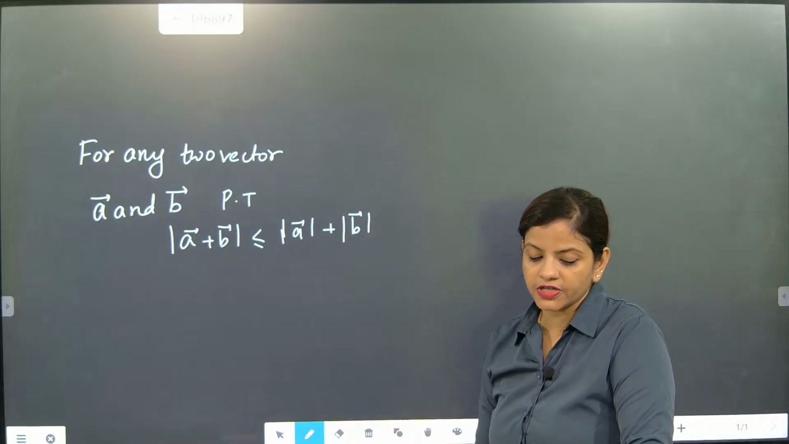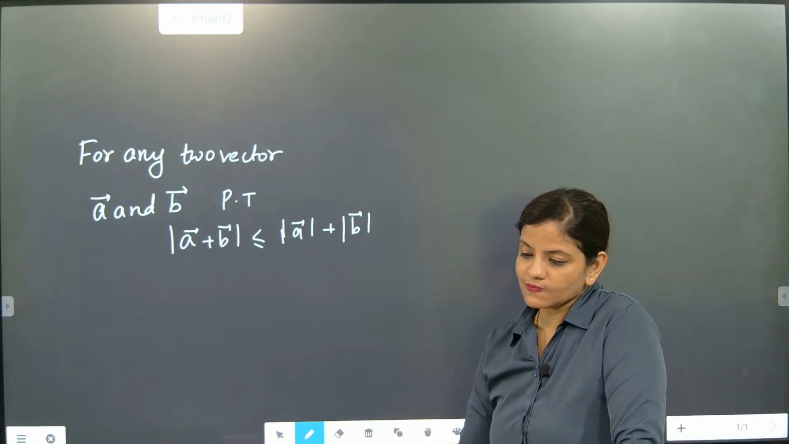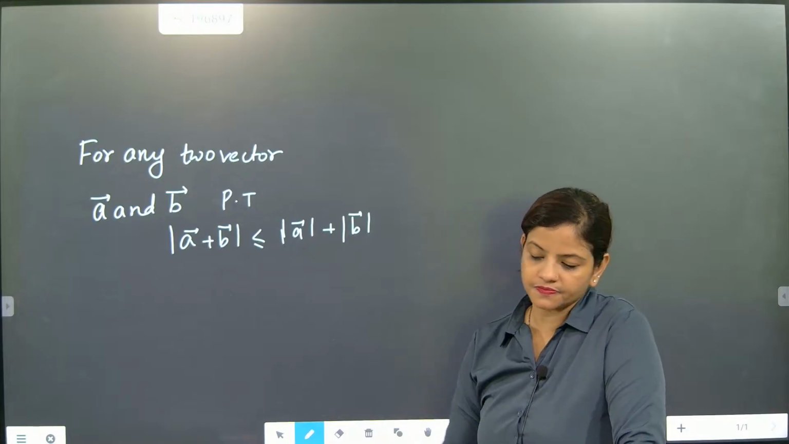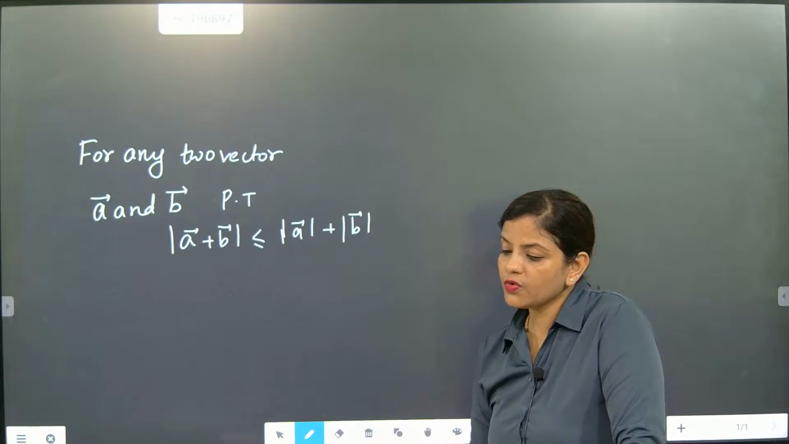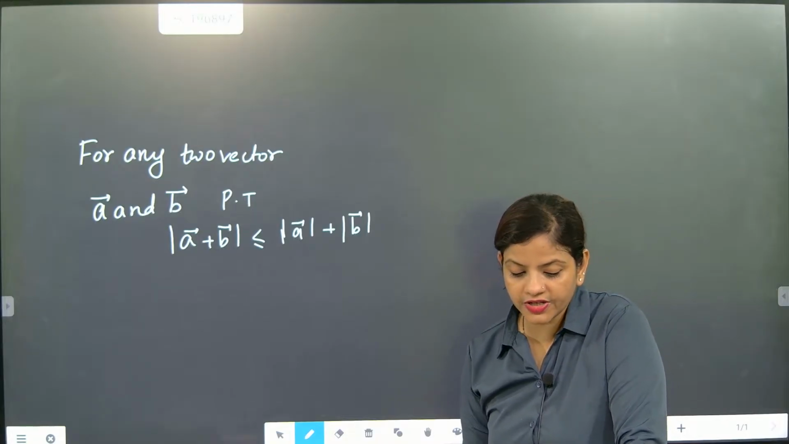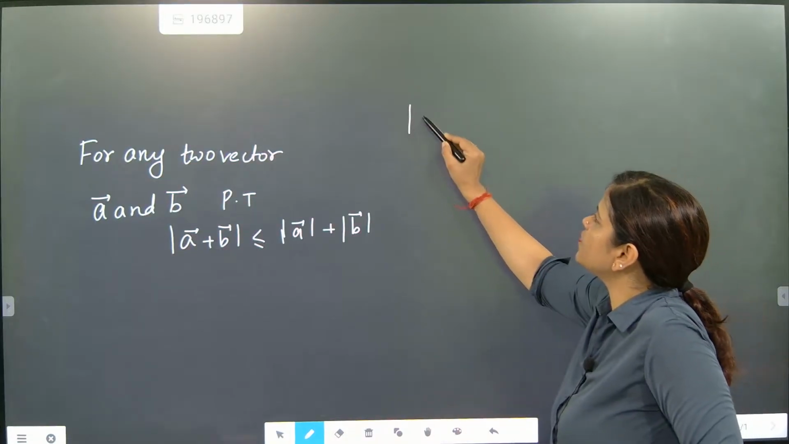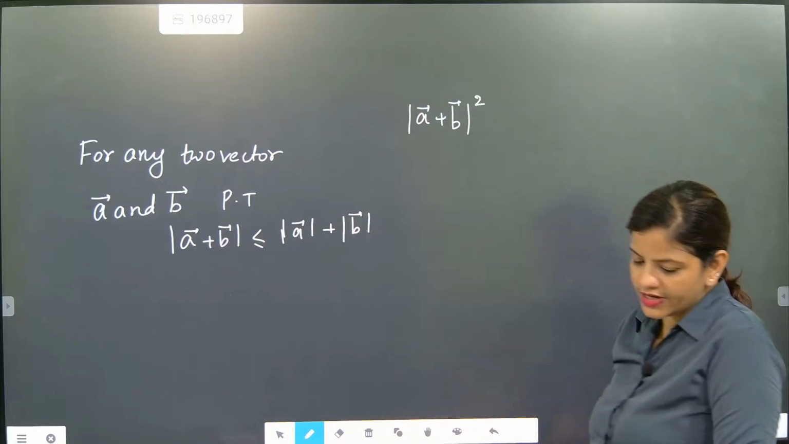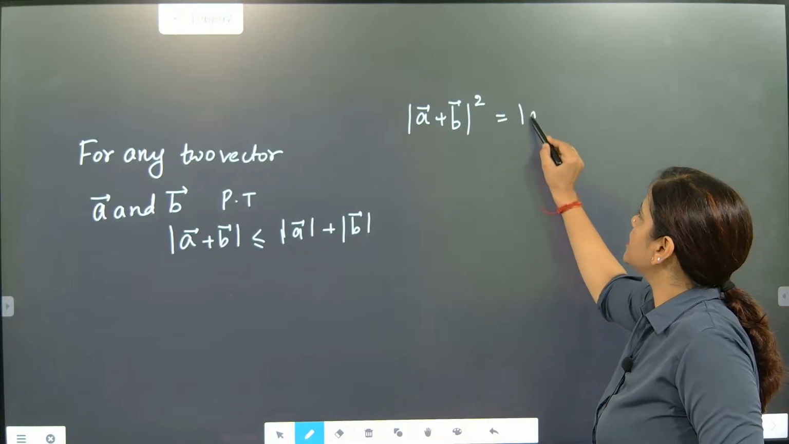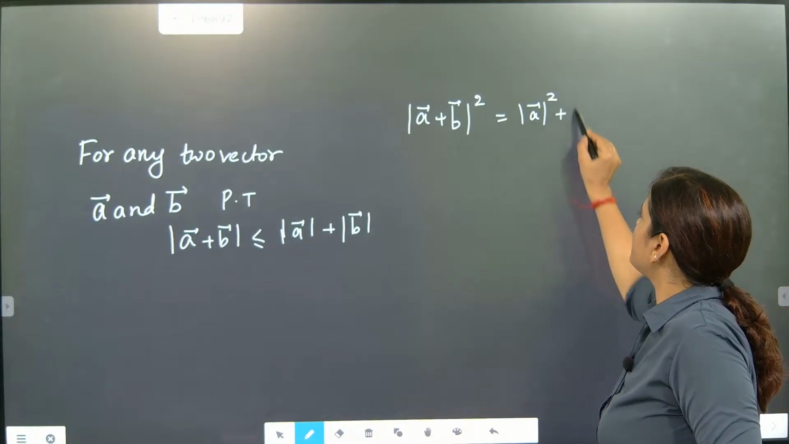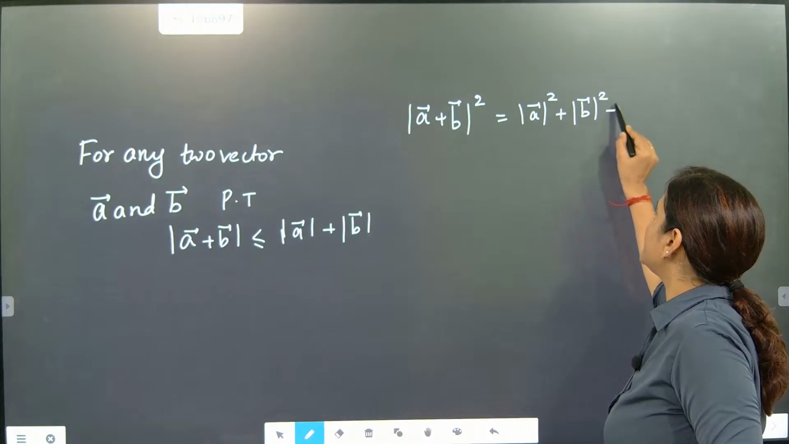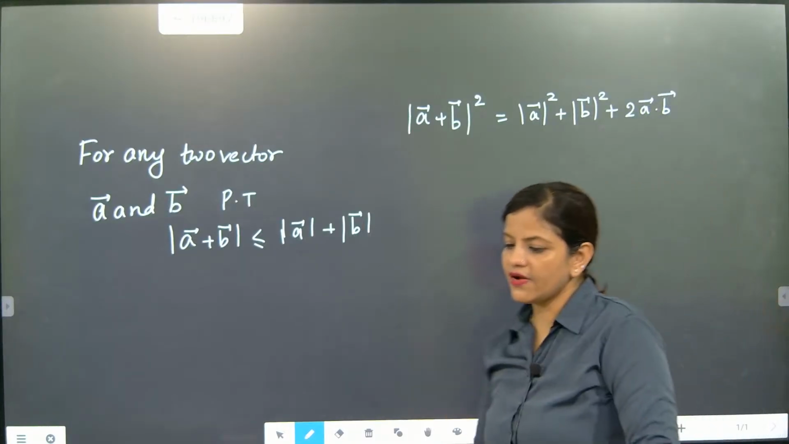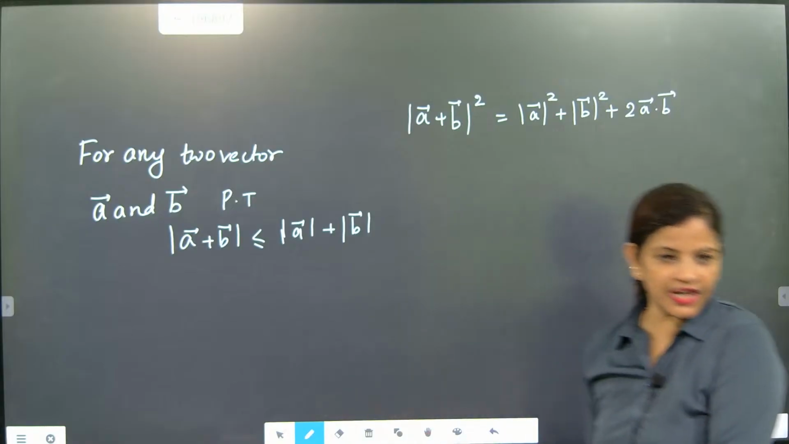Are you all ready for solving this question, please? Come on, start solving this question. How are we going to prove it? Yes, try this one out. The first important thing is we know that if we square it, the magnitude part will be coming as the square plus 2 A vector dot B vector. This we have already derived in the previous class, na beta.